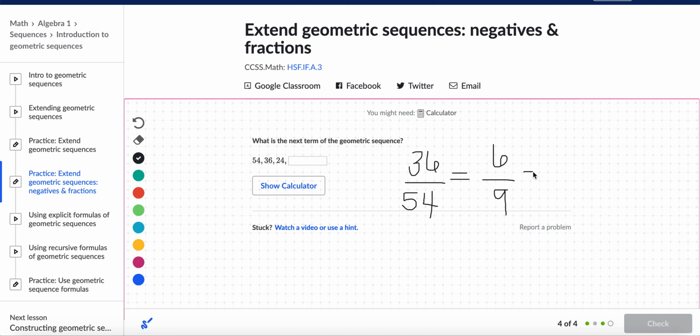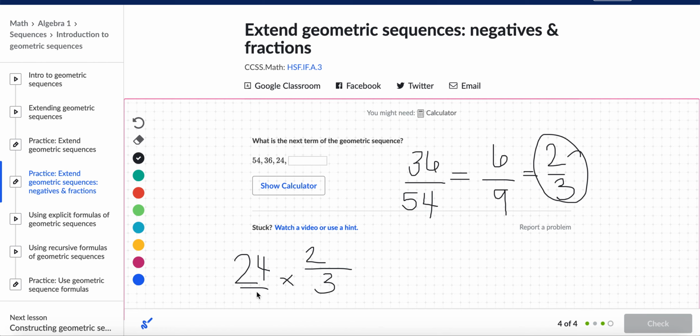Okay, so I can simplify even further. 6 over 9, I can make this into 2 over 3 if I divide both of them by 3. That means this is my multiplier. So I'm going to take my 24 to find my next term, multiply it by 2/3. Okay, I can add a 1 under. 24 times 2 is 48. And 1 times 3 is 3, so 48 divided by 3.